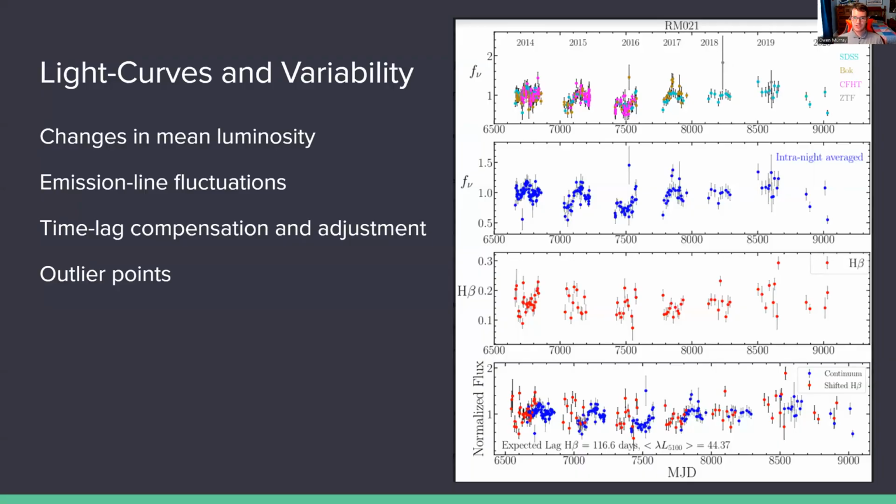Light curves are changes in the mean luminosity and the spectroscopic content of the accretion disk and broadline region. The fluctuations in emission lines of the accretion disk and broadline region are measured and tracked over 6 month periods every year. The time lag of the emission is what determines the size of the accretion disk, as larger accretion disks have a longer time lag, as light takes longer to travel from the inner part of the disk to the broadline region.